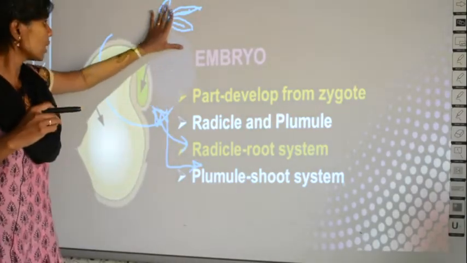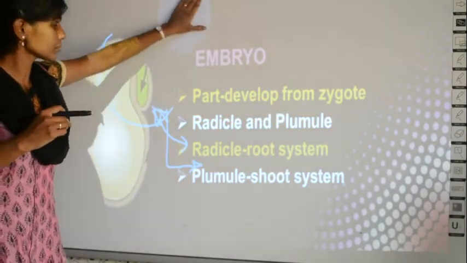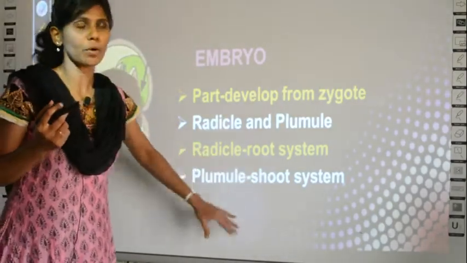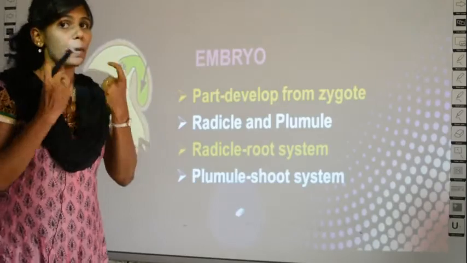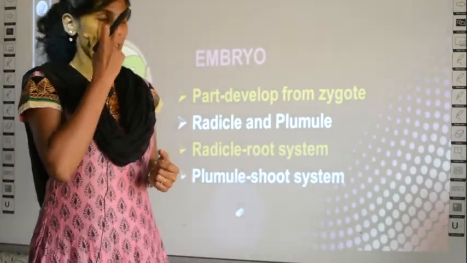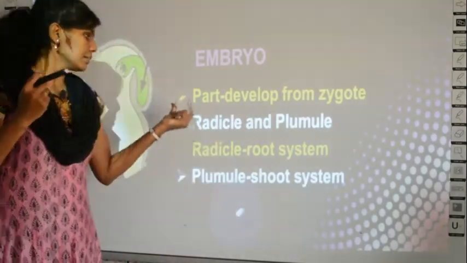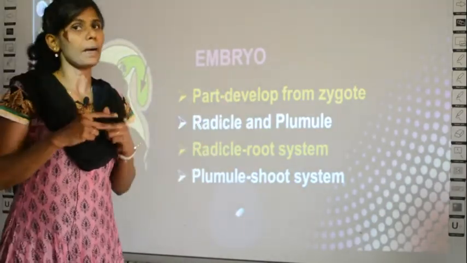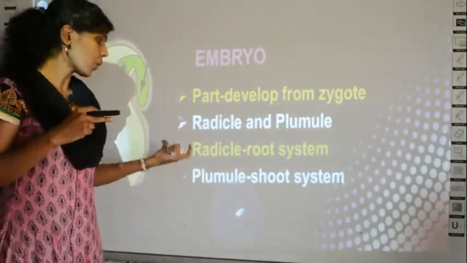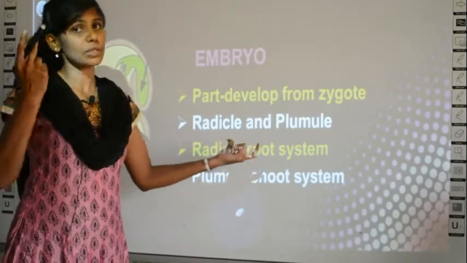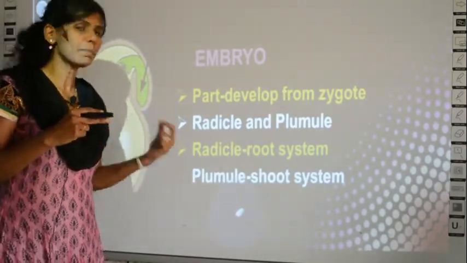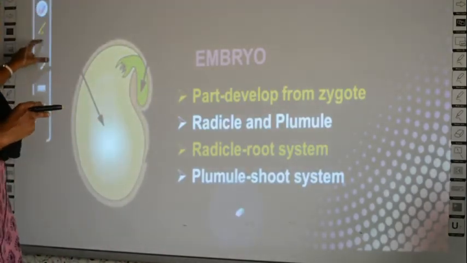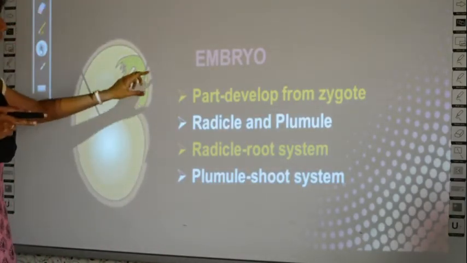The embryo, initially, is developed from which one? From the zygote. The zygote is nothing but a product formed by the fusion of male and female gametes, and then it can develop into two things. One is called the radicle and the other the plumule. The radicle will develop into a root system and the plumule will develop into a shoot system. So this is all about the embryo.